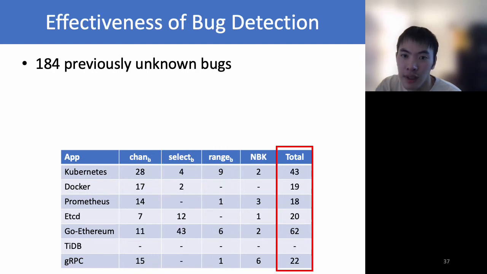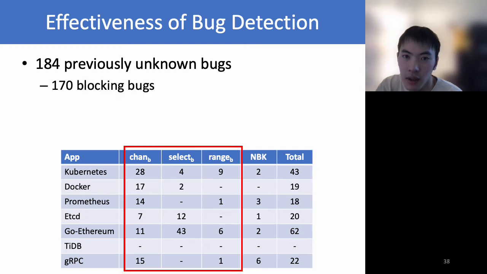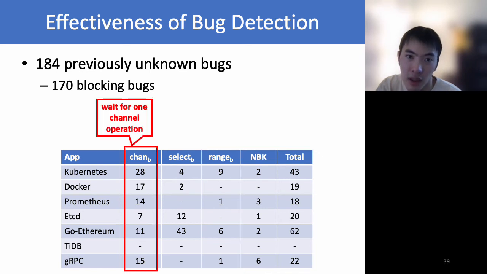In total, GFAS detects 184 previously unknown bugs. Among them, 170 are blocking bugs, where one goroutine blocks at a synchronization operation and cannot make progress anymore. All these blocking bugs are detected by our sanitizer.